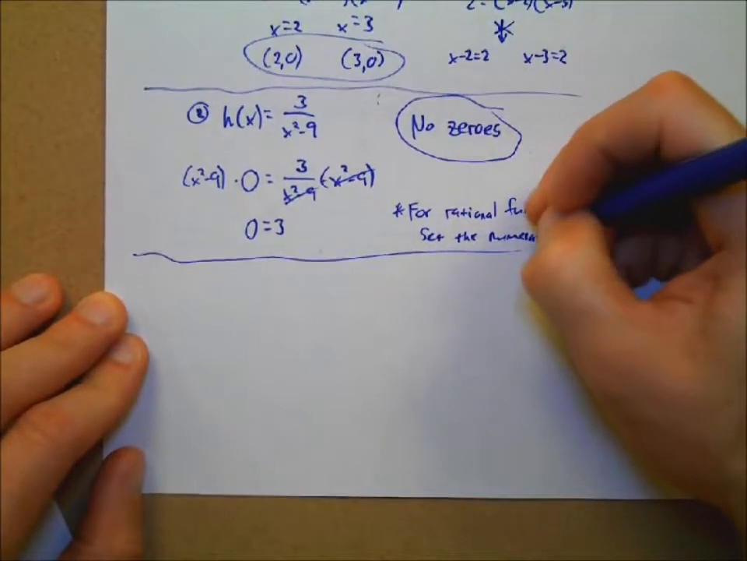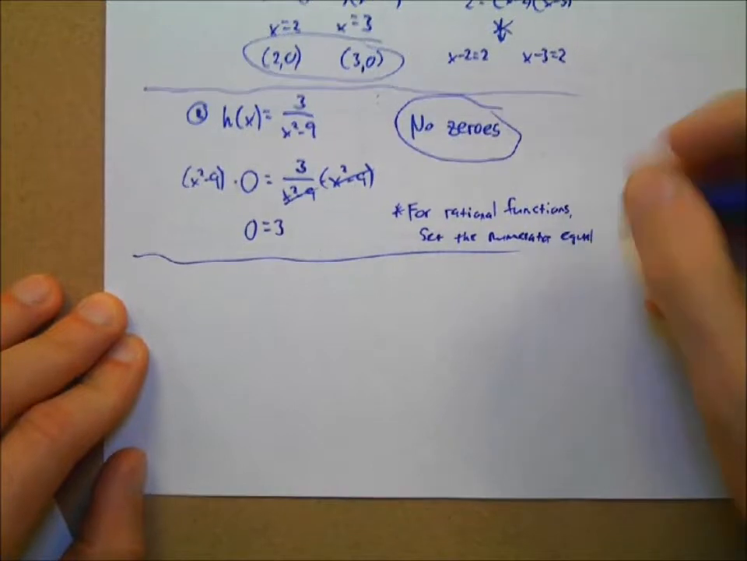Question? Why can't we square 3? Yes. Yes, there should be 3.